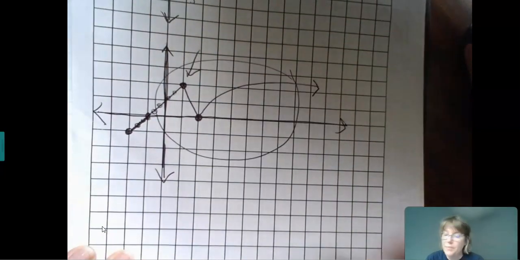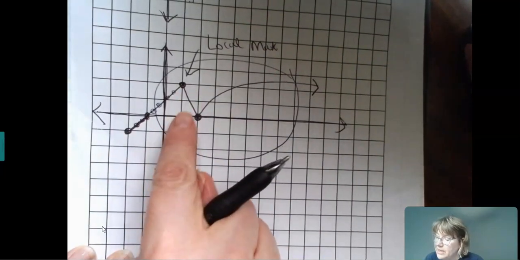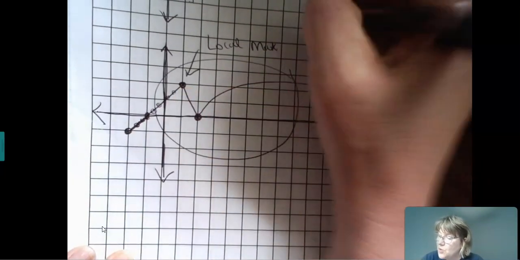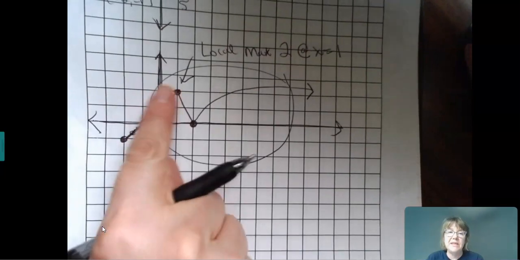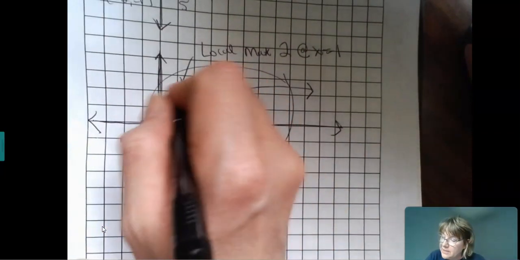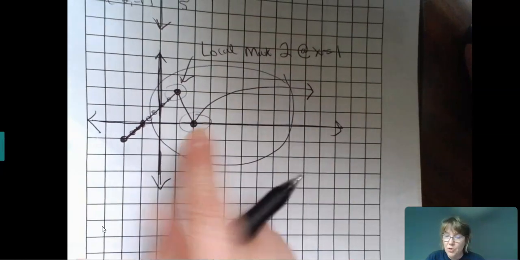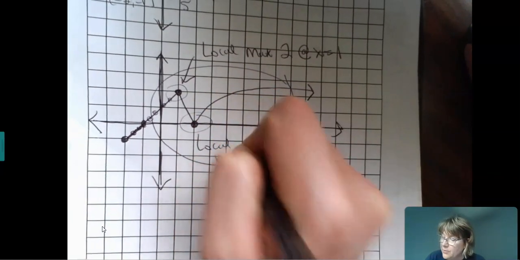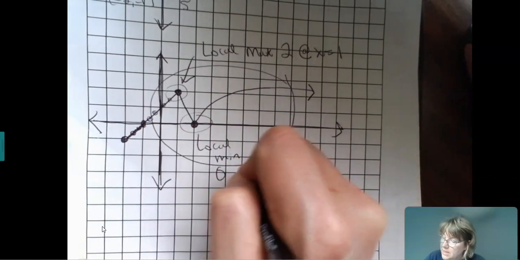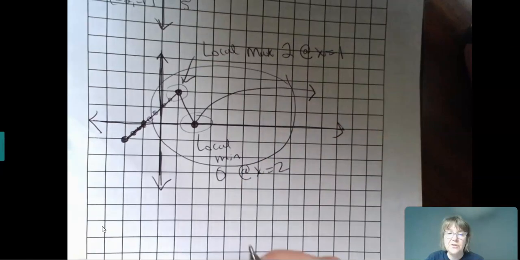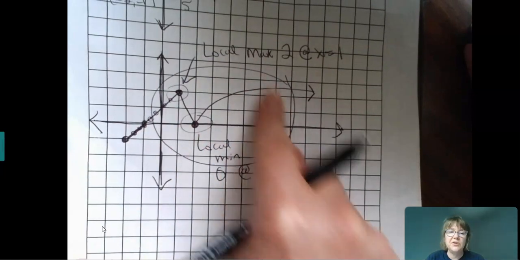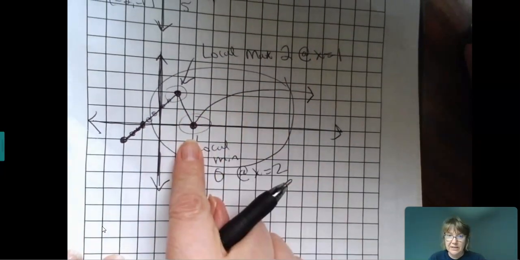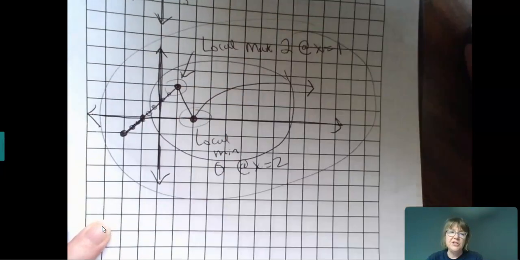Well, there's a local max, okay? And the maximum value it gets is a y value of 2 when x is 1. So local max of 2 at x equals 1. So the maximum in that area is 2. Here in this neighborhood, we have a local min. What's the minimum value there? 0 at x equals a positive 2. Okay, now that is it for locals, because these are the only high or low points in the middle. All right, now we can look at the whole graph to do absolutes.